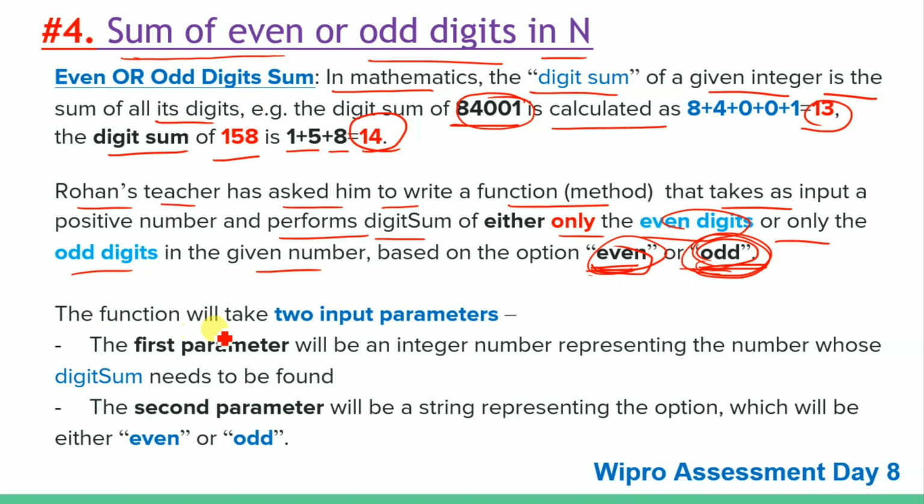After that, the function will take two input parameters. The first parameter will be an integer number representing the number whose digit sum needs to be found, and the second parameter will be a string representing the option which will be either even or odd.